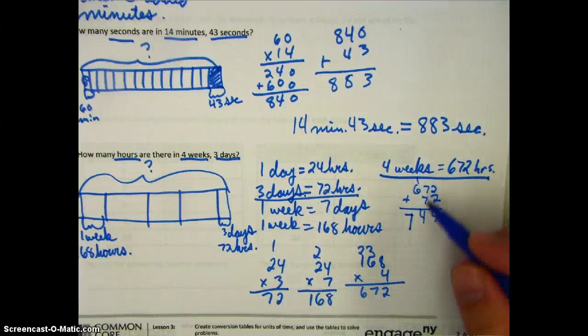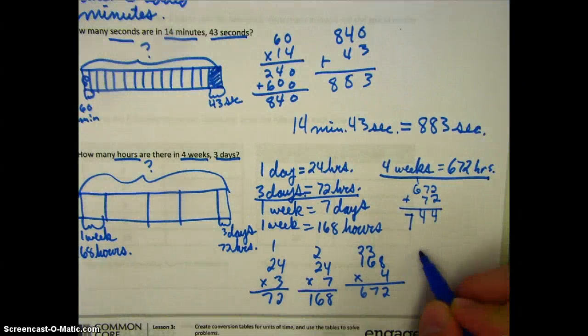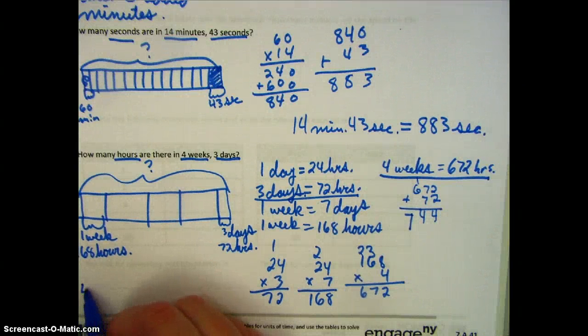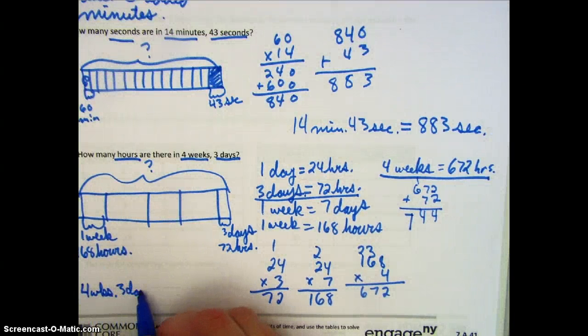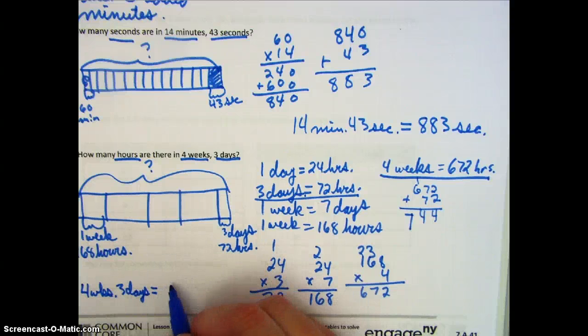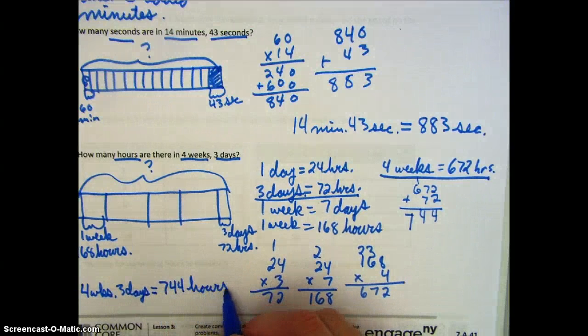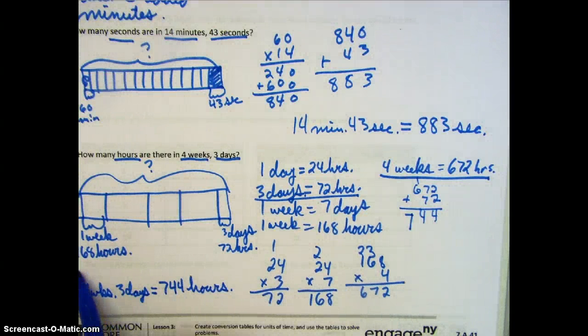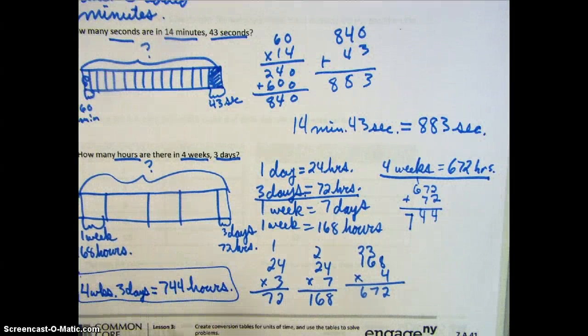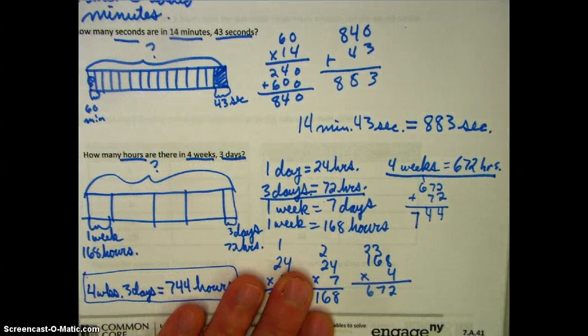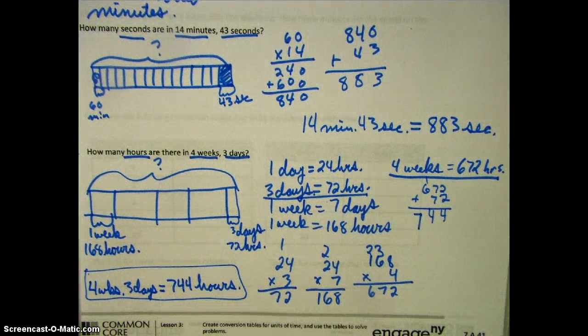And so now we have our final answer. So 4 weeks, 3 days equals 744 hours. Okay. It's a lot of hours, okay, in a little over a month. Okay, so a lot of steps on this one, so be very careful when you're taking a look at the units. Okay, go ahead and get started on the exit ticket.